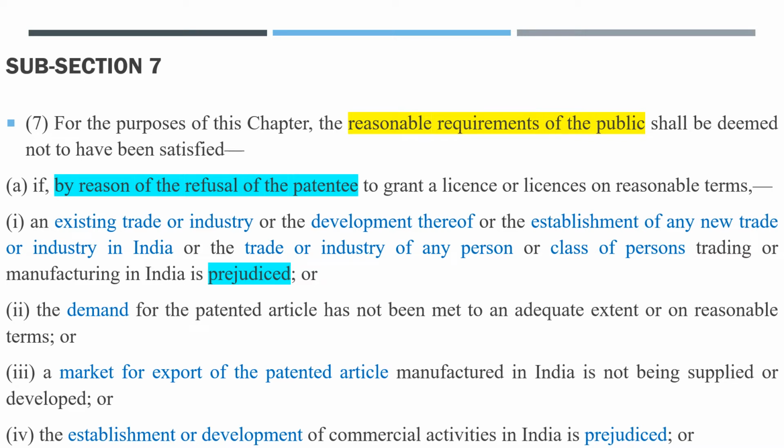So, just listen carefully. Clause A says, if the patentee refuses to grant a license or licenses as a result of which, subclause 1, existing trade or industry or development is prejudiced, in short I am telling, or subclause 2, if the patented article is not available to the public on reasonable terms, or subclause 3, if the establishment or development of commercial activities in India are prejudiced, or subclause 4, if the patented article manufactured for export has not been supplied.